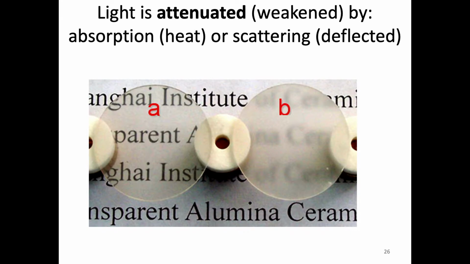So absorption and scattering, all of those are attenuations of the light because they're not allowing the light to be transmitted. And so again, A here is very transparent. The transmission is high, whereas B, there's a lot more attenuation or loss of the signal, and that could be from absorption, that can go into heat, or it could be deflected, scattered in some way so that it doesn't make it through the ceramic.